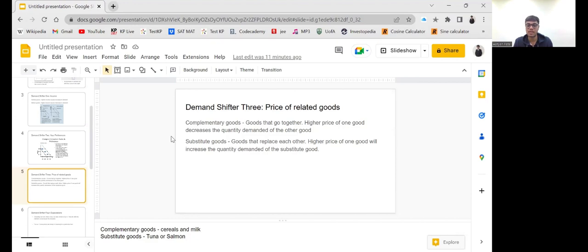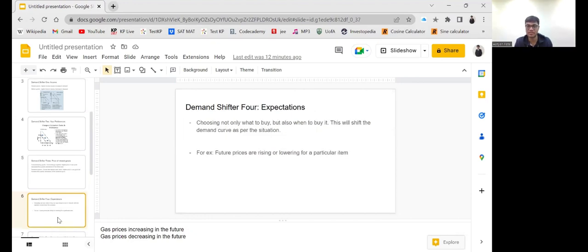Next is substitute goods, goods that replace each other. So if the price of one good increases, people will shift to the other good and buy that more. Let's say tuna or salmon. Let's say the price of tuna increases. So people will tend to buy salmon more, therefore increasing the demand curve of salmon and shifting it to the right.